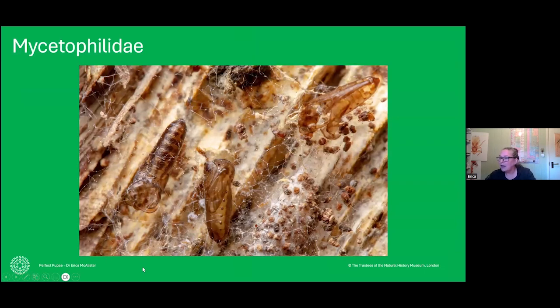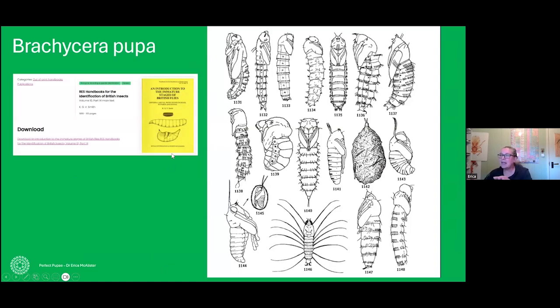So here's some fungus gnats. These are quite cool. They use the silk which they produce in their larval stage, which they use in the pupal stage to hold them in place. And again, you can go online to the RES, the Royal Entomological Society website, and have a look at this book, the immature stages of the British Isles. It's great. And here we're moving on to the Brachycera pupa.